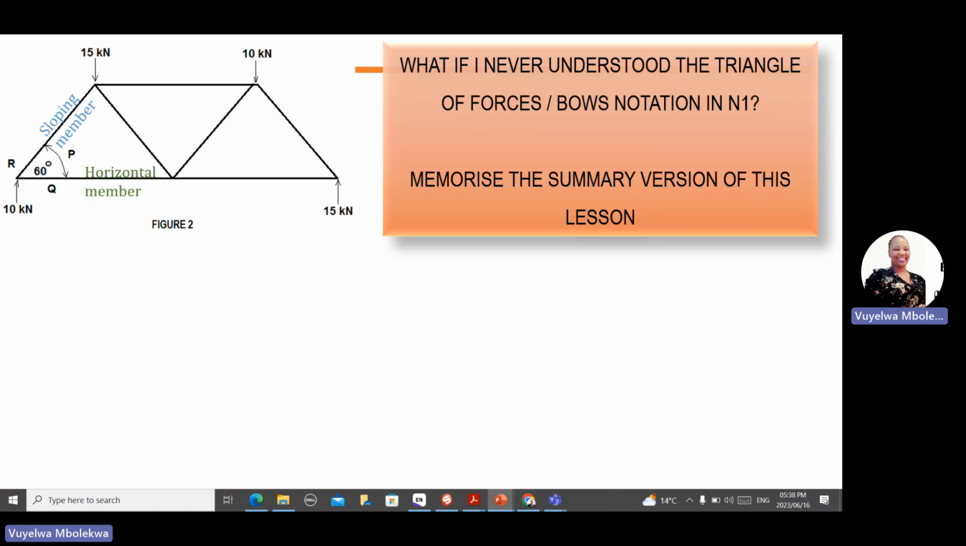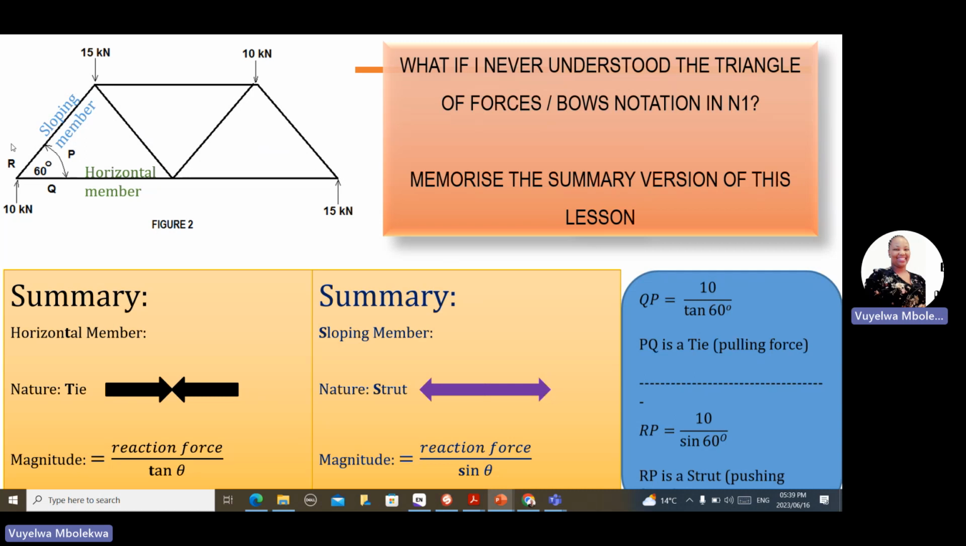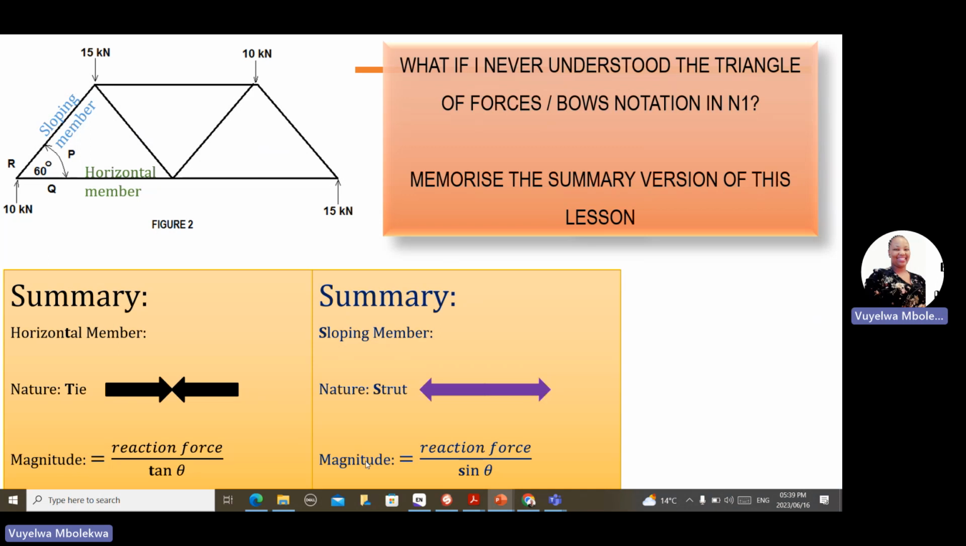And here it goes. You will always have that member that's on a slope and this member that's on a horizontal. Depends which one they are looking for. In most cases, they're looking for both, but they can look for just one. So your summary goes like this. Your horizontal member will always be a tie. When you've done your triangle correctly, it's going to come up as a tie. Then to calculate the magnitude, you will say the reaction force over tan theta. And then your sloping member, this member that is on a slope, will always be a strut. And then to calculate it, you will say the reaction force over sine theta.